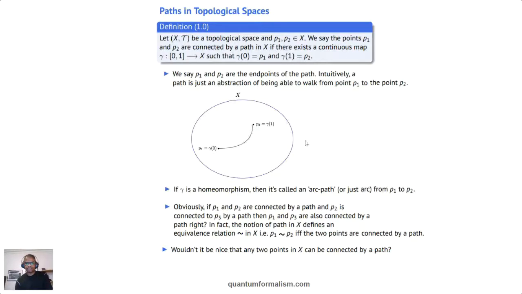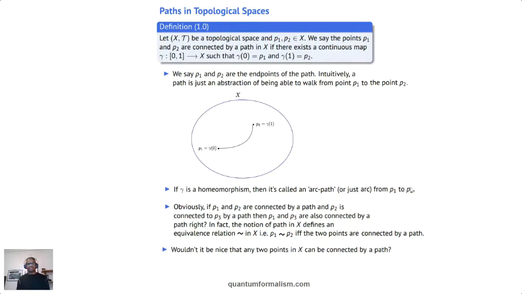So here's a picture for you to have an overview of this. This is just an abstraction of being able to walk in the space from point P1 to P2. And there's another thing: as I said, the only requirement on gamma is that it's continuous. It doesn't necessarily need to be a homeomorphism. But when it is a homeomorphism, then this is called an arc path, I've heard this term, or just an arc from P1 to P2.